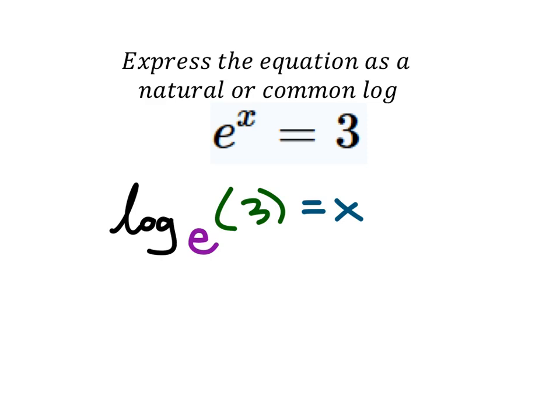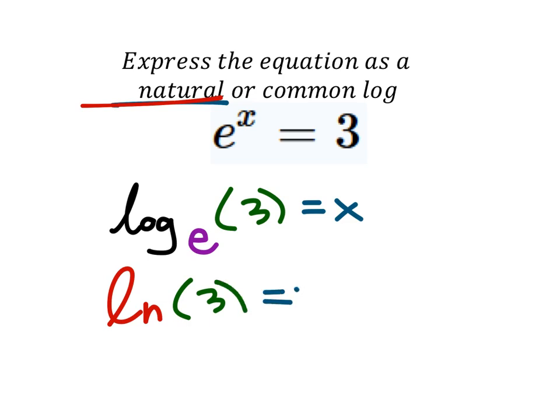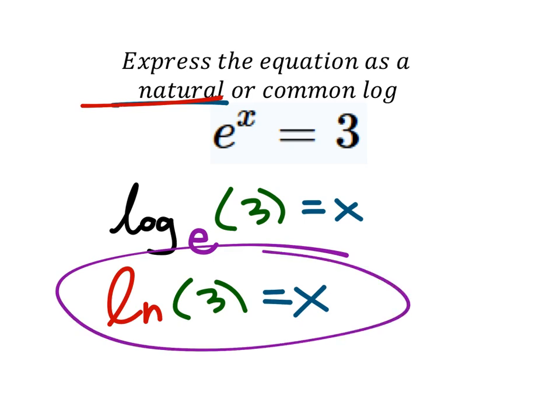Equals the x. But log base e is the natural log, which is what it wanted. We want the natural log right there. So we're going to change this to the natural log of 3, and that equals x now. So that's it.